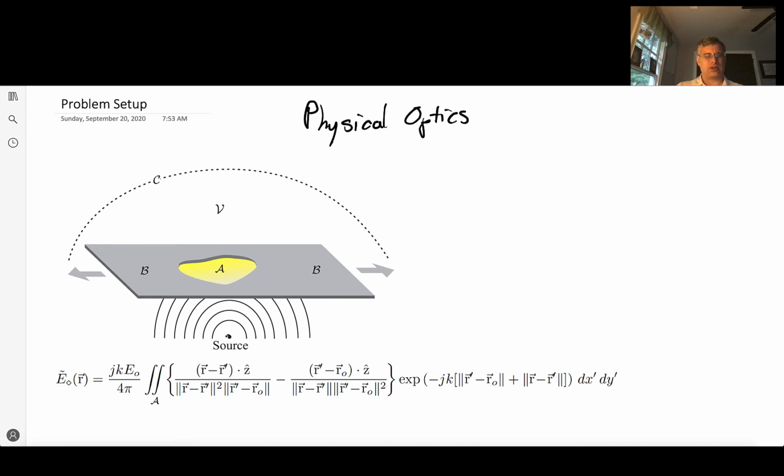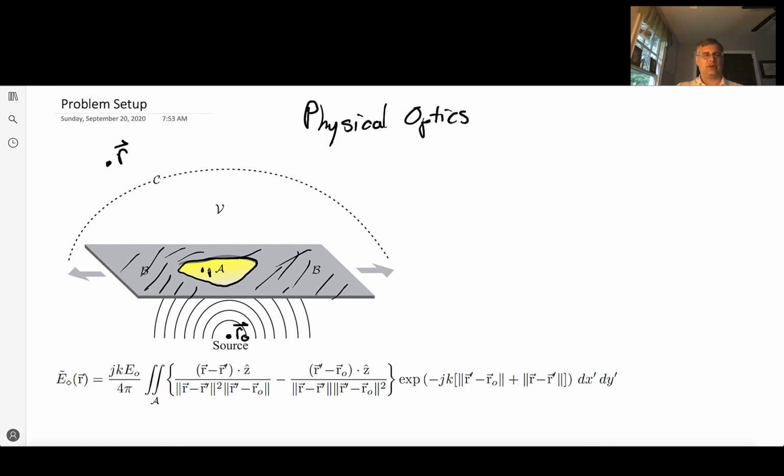We've got a point source. This is at the vector r naught. What we want to do is figure out how does that point source influence radiation at an arbitrary point, r vector. And our problem is that we have this intermediate screen that blocks radiation here, except for this aperture A.